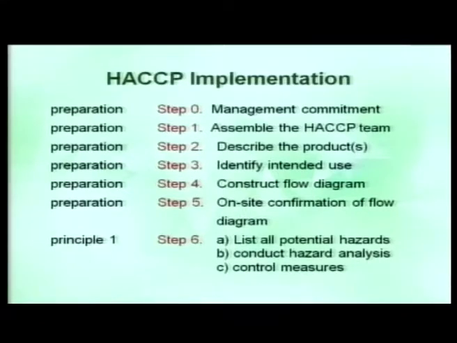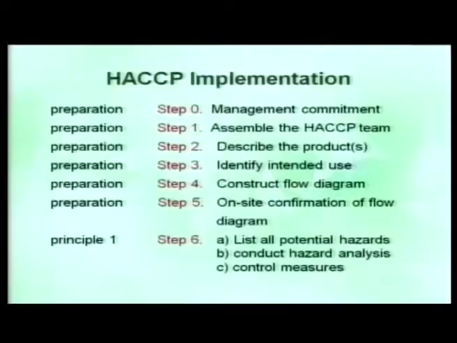So you need to list out all these potential hazards. The second part is that you do a hazard analysis. That means you identify the risk associated with these hazards. There are 3 types of hazards: physical, chemical and biological, for each process and for each raw material. Now you identify the probability and severity of these hazards. A combination of probability and severity will lead to a risk. So you identify these risks and then you develop the control measures to mitigate those potential hazards.